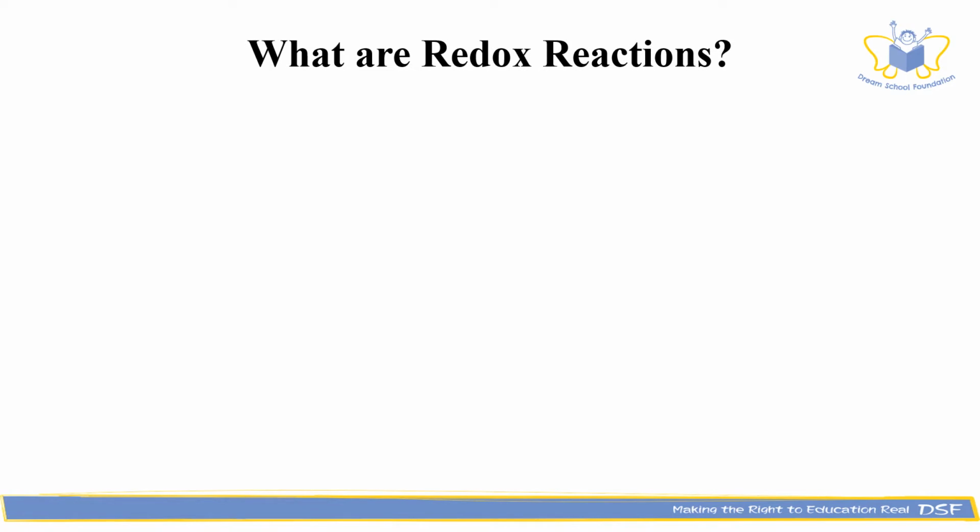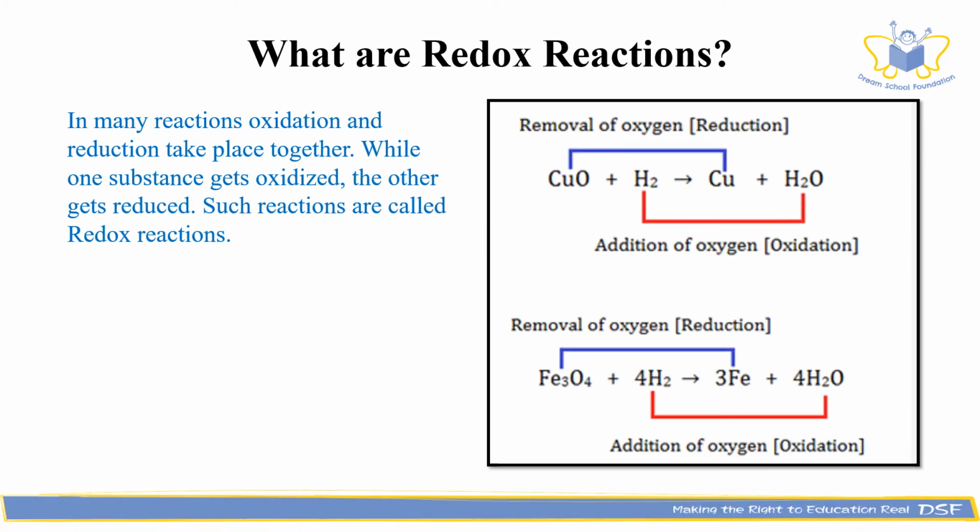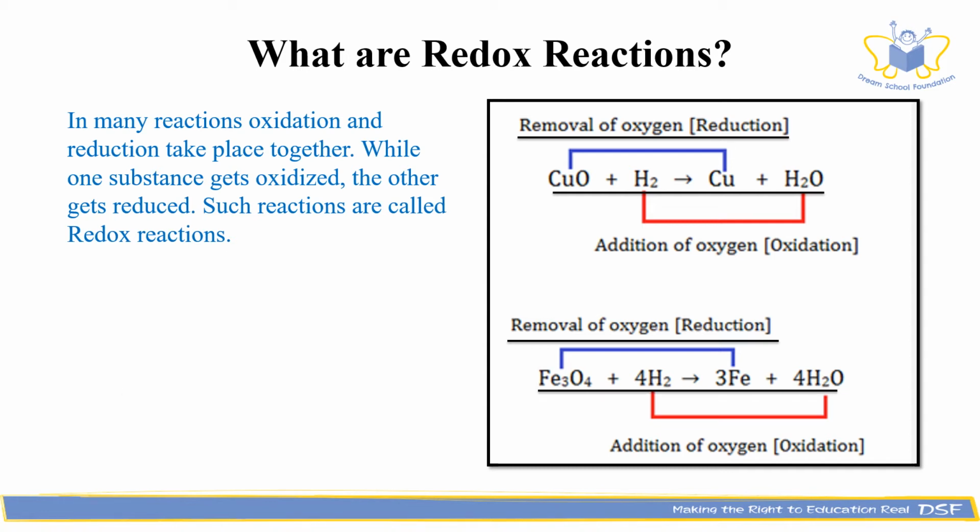What are redox reactions? In many reactions, oxidation and reduction take place together. While one substance gets oxidized, the other gets reduced. Such reactions are called redox reactions. In this picture, removal of oxygen is reduction, that is, copper oxide is reduced to copper, and addition of oxygen, that is, oxidation, hydrogen is oxidized to water. Second example, ferrous oxide is reduced to iron and hydrogen is oxidized to water.